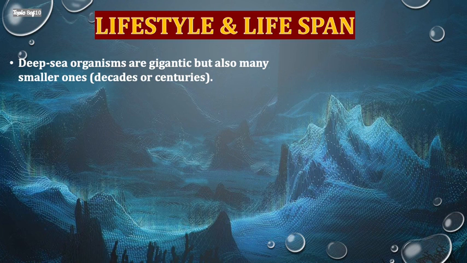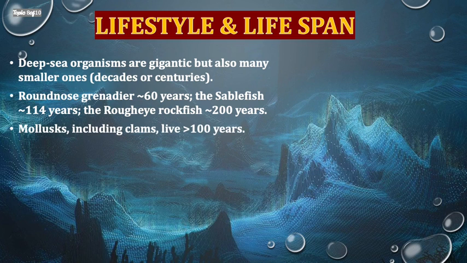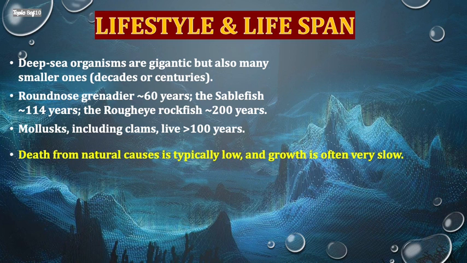All right, so many of the deep sea organisms are gigantic in size and many are also smaller in size. But both of them can live over decades or centuries. So, for example, the round-nosed grenadier, based on a study of their otoliths, can live up to 60 years. Sablefish can live to more than a century, and the rough-eye fish may live for more than 2 centuries. Mollusks, like clams, can also live for more than 100 years.